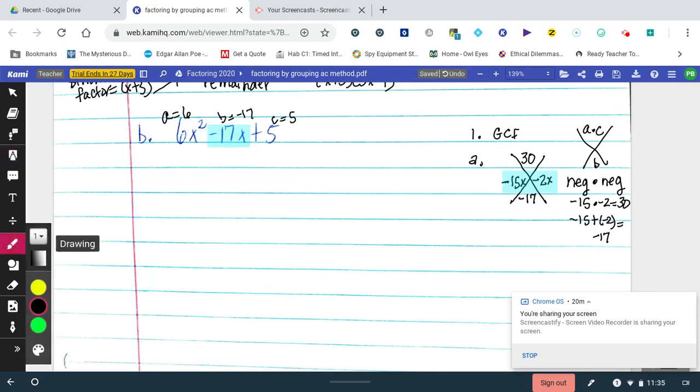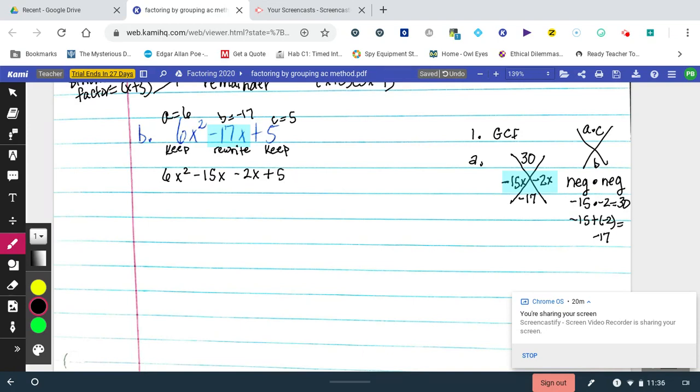All right, and what am I going to do? I'm going to keep, rewrite, and keep. All right, so I'm going to keep the 6x squared. I'm going to rewrite negative 17x as negative 15x minus 2x plus 5.